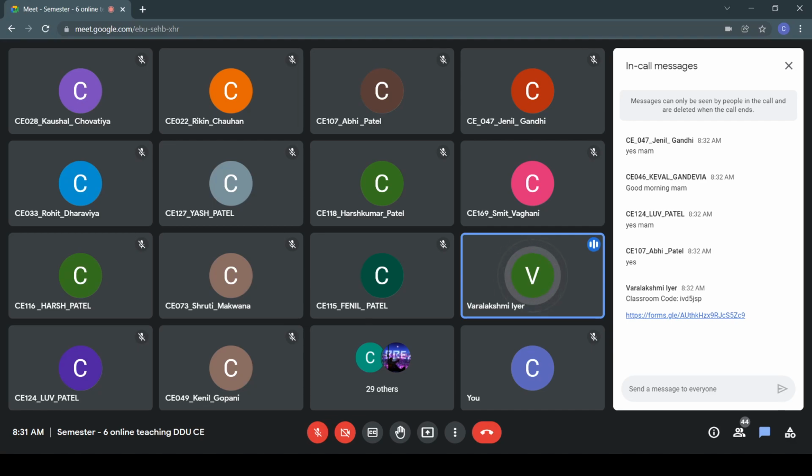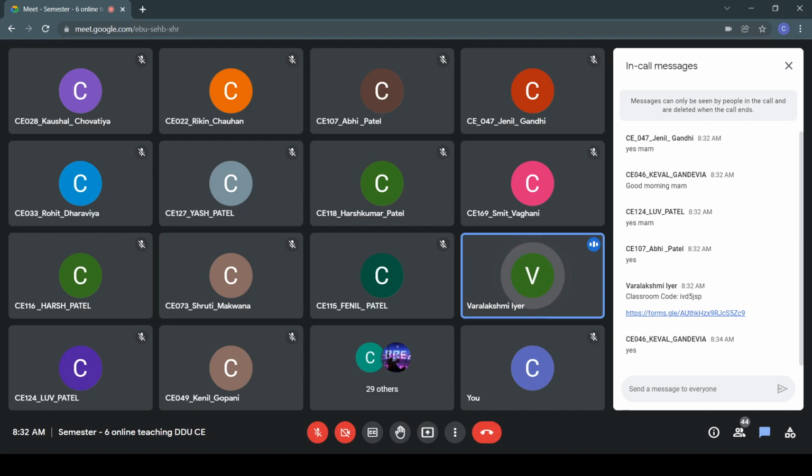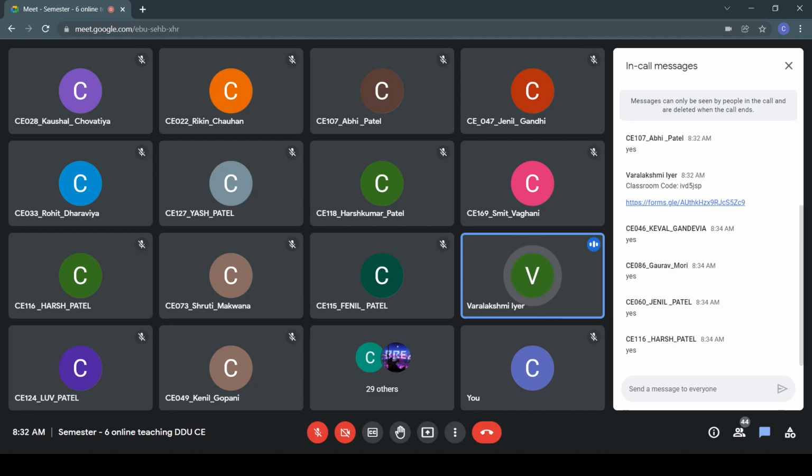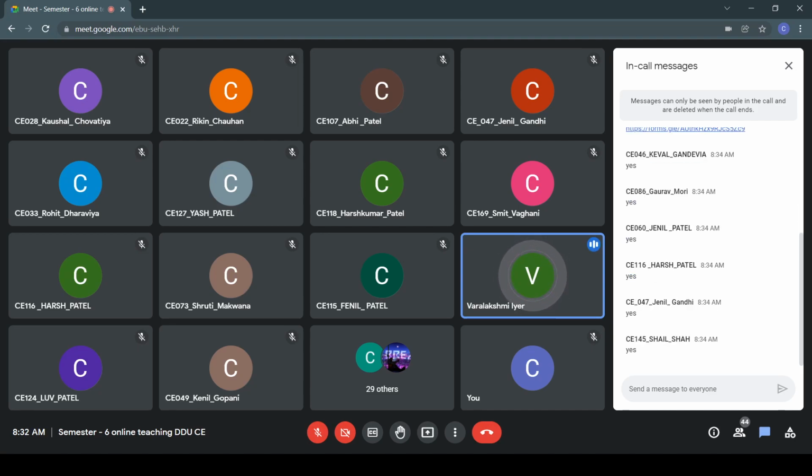Is everyone aware of Jupyter Notebook? Everyone has worked with that? Yes. So we'll be performing the implementation on Jupyter Notebook in machine learning labs. So today you will be getting an introduction of various libraries. I'll be giving a short introduction of NumPy.